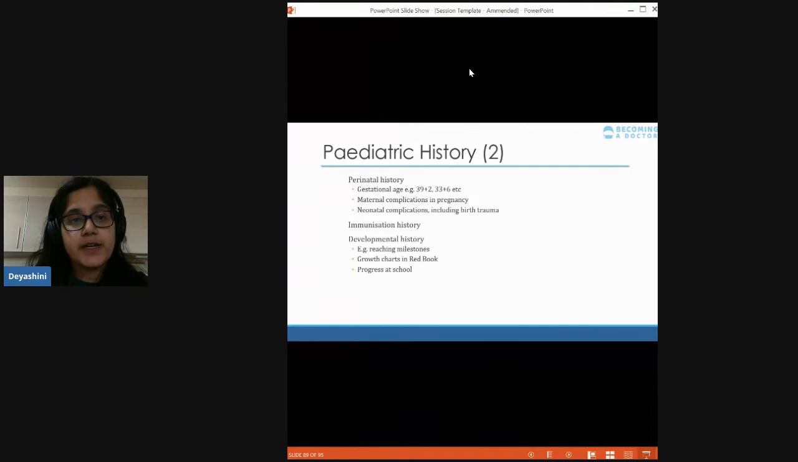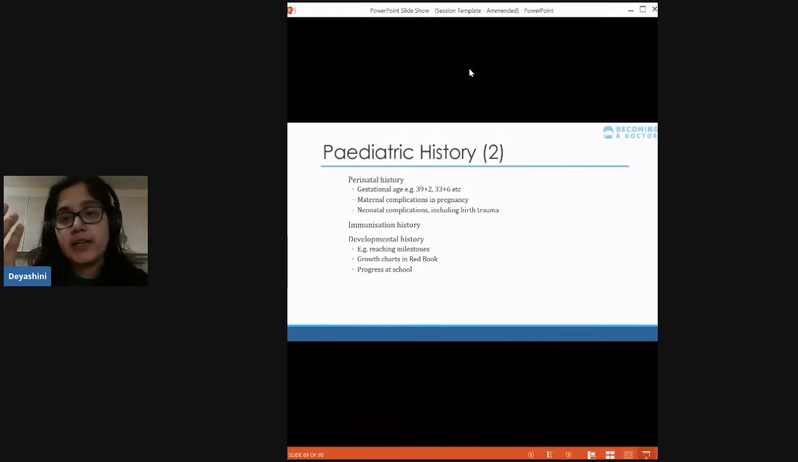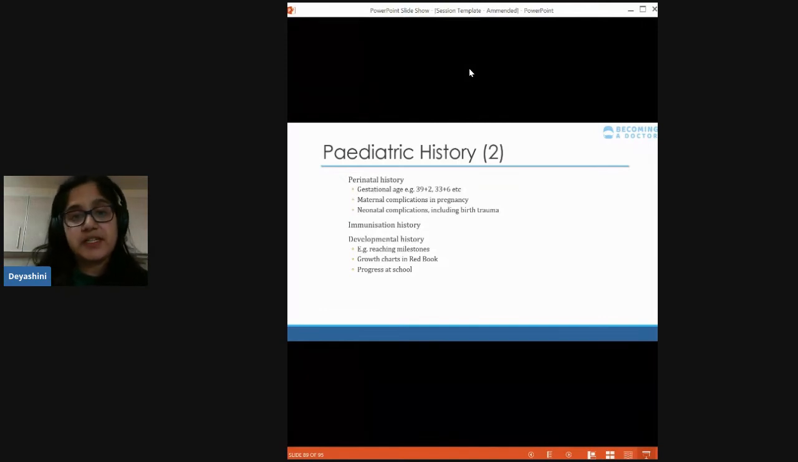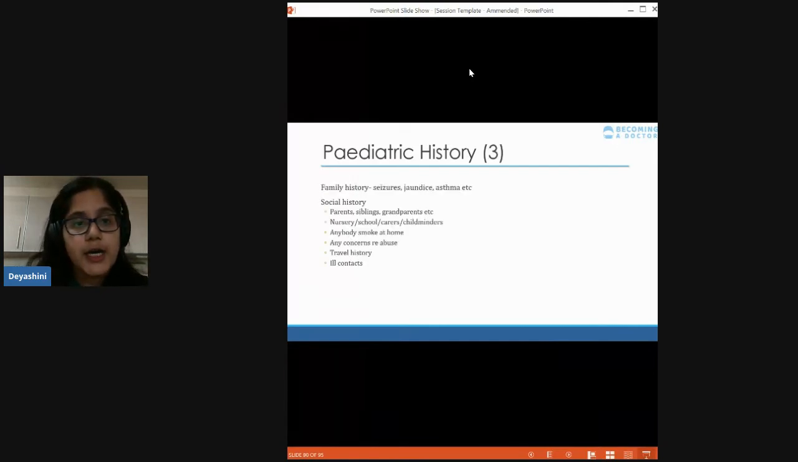So perinatal history includes at what gestational age they were born, so that you can see if they're premature, and if they had any complications of prematurity or any neonatal complications, and also if the mum had any complications in pregnancy. Immunization history, we did a case on epiglottitis, which obviously brought up the importance of asking the immunization history. And developmental history. It's always good to ask the parents if they've been able to bring in the red book, and if they're old enough, what is their progress like at school. So family history, depending on the presenting complaint, and then social history.